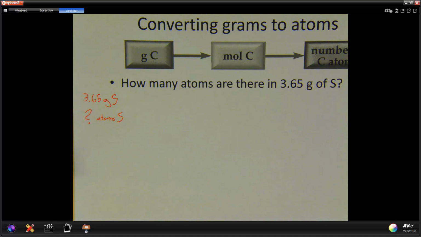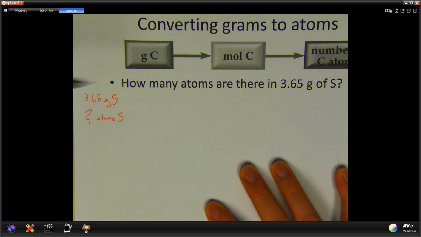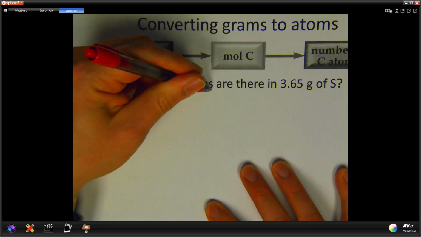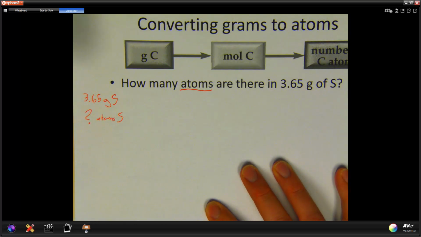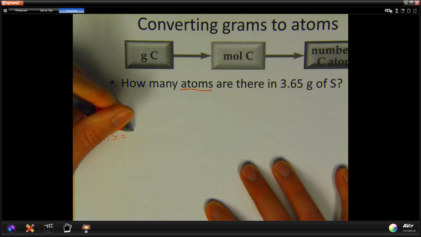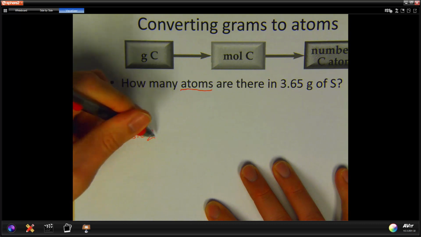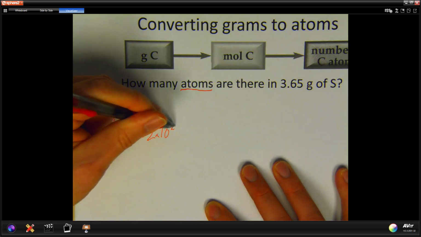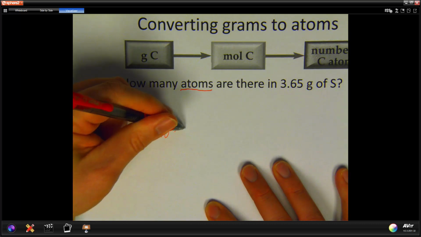So we want to think about what information we know that is not written down that would apply to this problem. One piece of information is we see the word atoms. When we see the word atoms, we should always think of Avogadro's number. So let's write that down: 1 mole of sulfur is equal to 6.02 times 10 to the 23rd sulfur atoms.